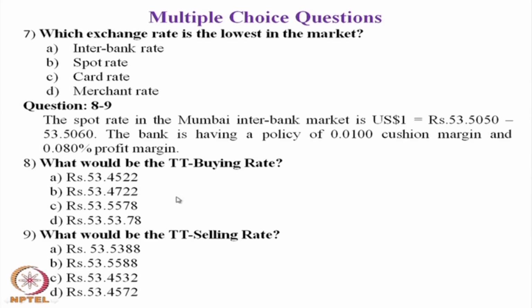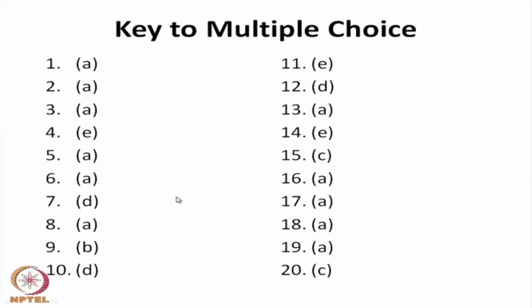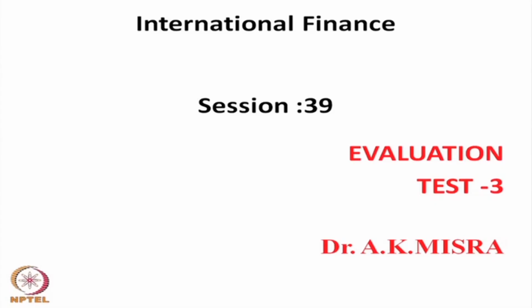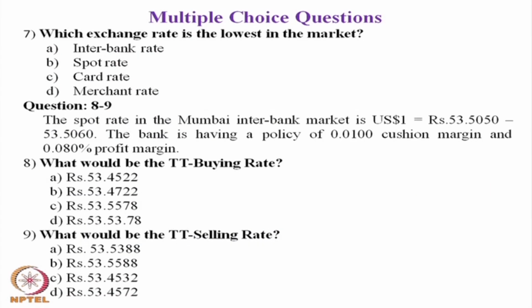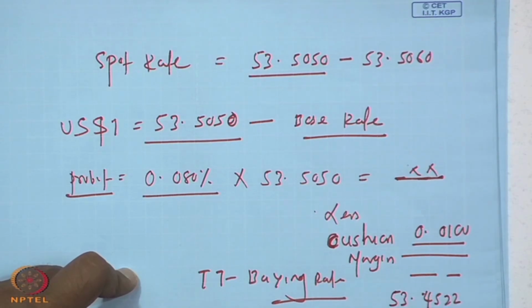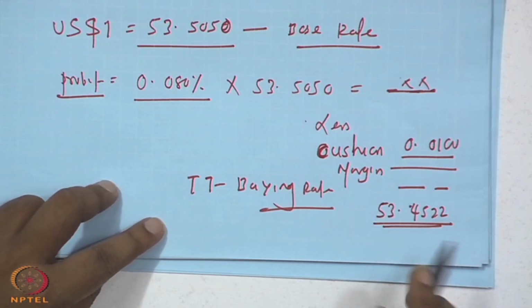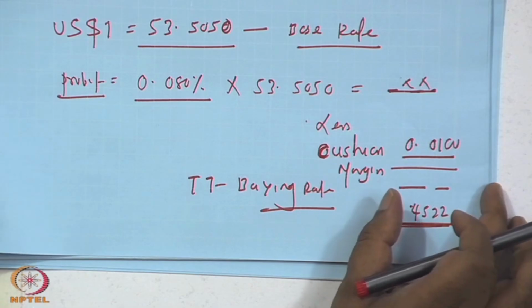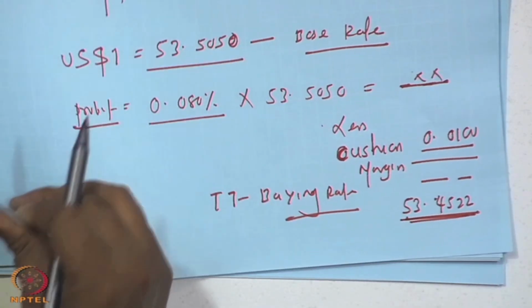The answer for question number 8 is A. The TT buying rate will be 53.4522. So, question number 8, the answer is A.